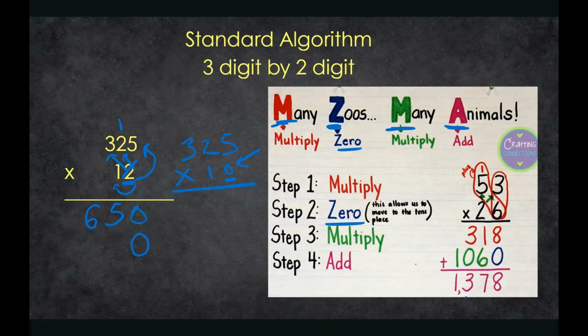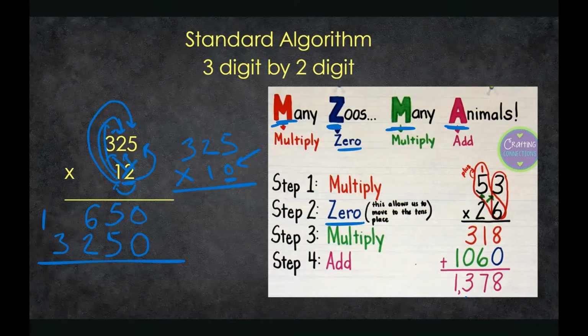Okay. Now that we've done that, we're going to take this 1 in the tens place and distribute it just like we did last time. We're going to distribute it to the 5, to the 2, and then to the 3. Okay? Just like we did in the ones place. So 1 times 5 is 5. 1 times 2 is 2. 1 times 3 is 3.